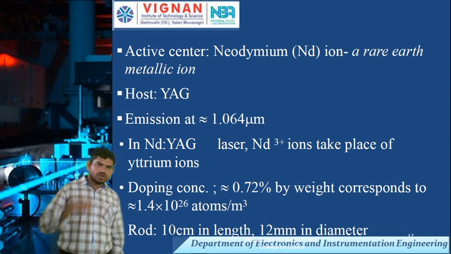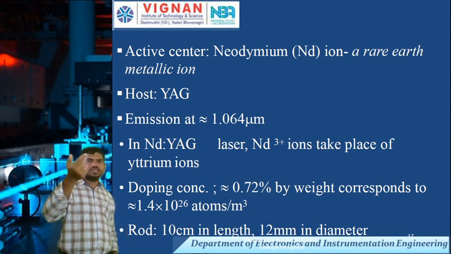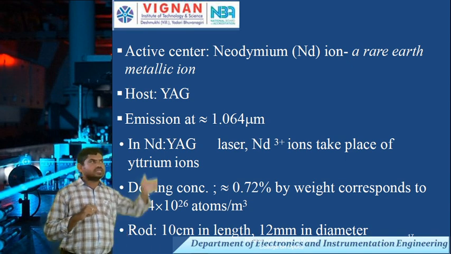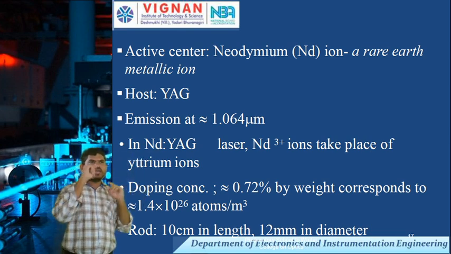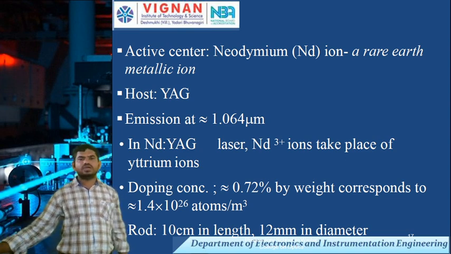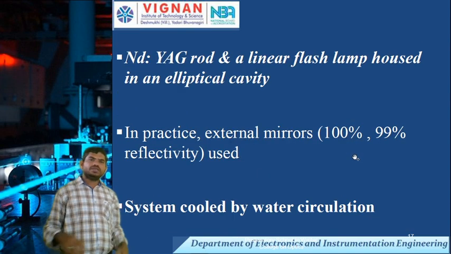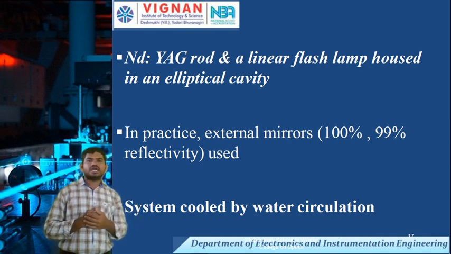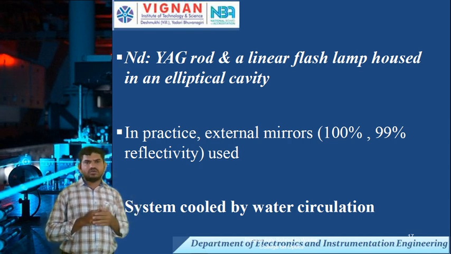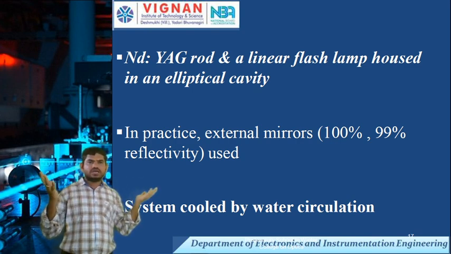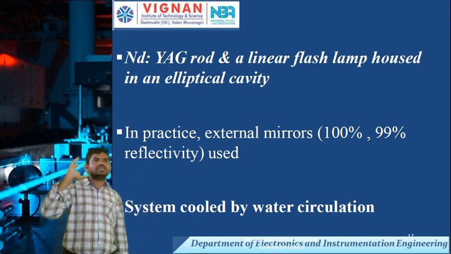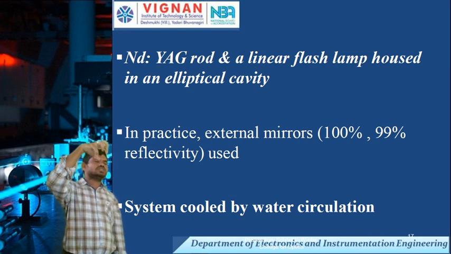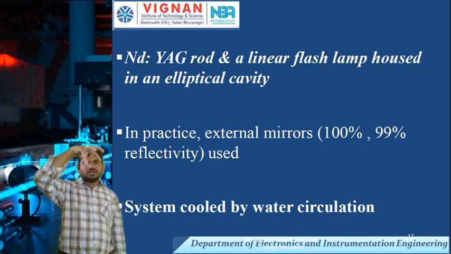And the Nd:YAG rod we are using has a length of 10 centimeters and a diameter of 12 millimeters. The rod is used with a linear flash lamp housed in an elliptical cavity, with parallel external mirrors. There are two mirrors, parallel and fully silver coated. We can place this Nd:YAG laser in a coolant.